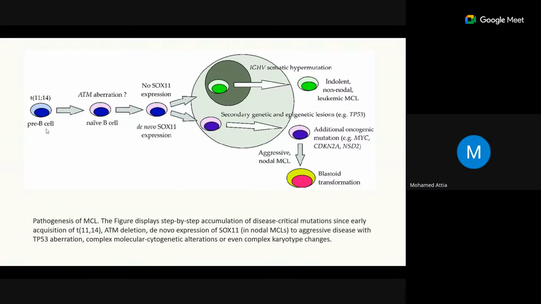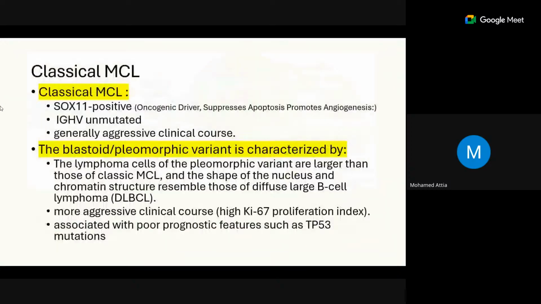This is the map of what will happen to the translocation 1114 if it is not treated, or what are the pathways of this kind of tumors. Either form the classical form or may form the indolent non-nodal leukemic form.